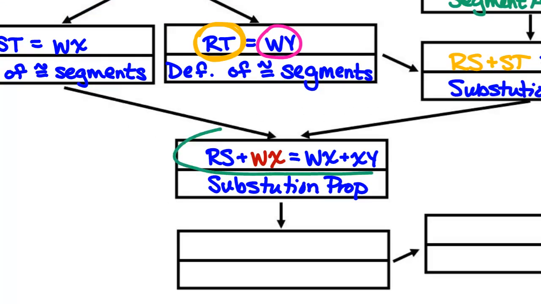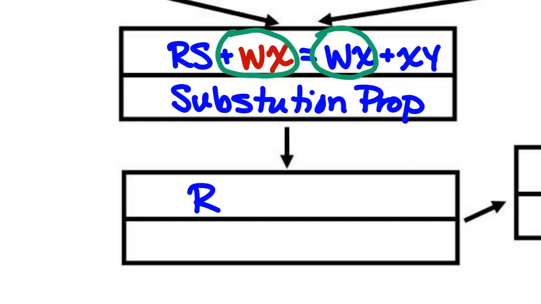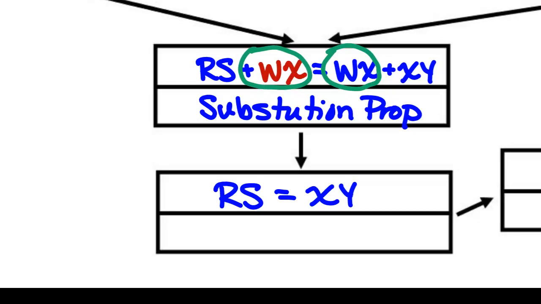Is there anything that you guys notice that's interesting about this equation? What'd you say? There's two WX's. There's one on the left and there's one on the right. If I have the same thing on both sides, what can I do with it? Subtract it. RS equals XY. I got rid of the WX on both sides using what? Subtraction property of equality.